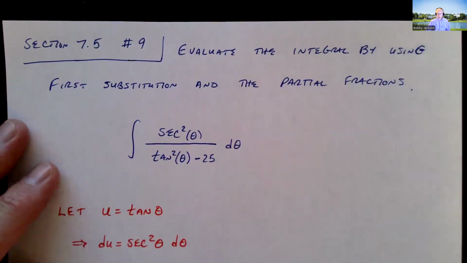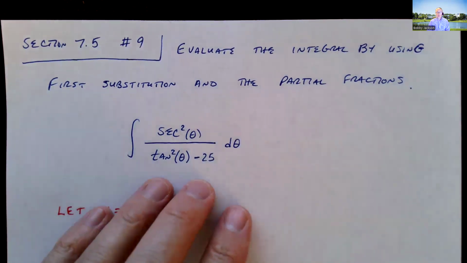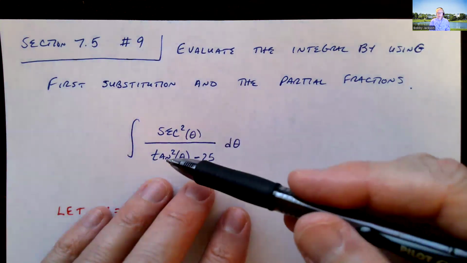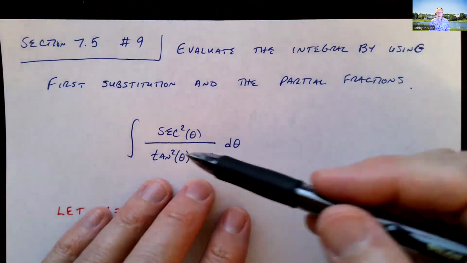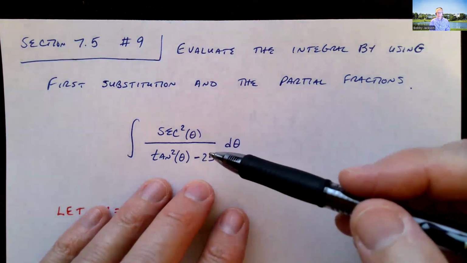Hey everyone, let's take a look at number 9 here in section 7.5. We're going to evaluate the following integral using first substitution and then partial fractions. Here's the integral: the integral of secant squared divided by tangent squared minus 25. Okay, so what might a substitution be here?